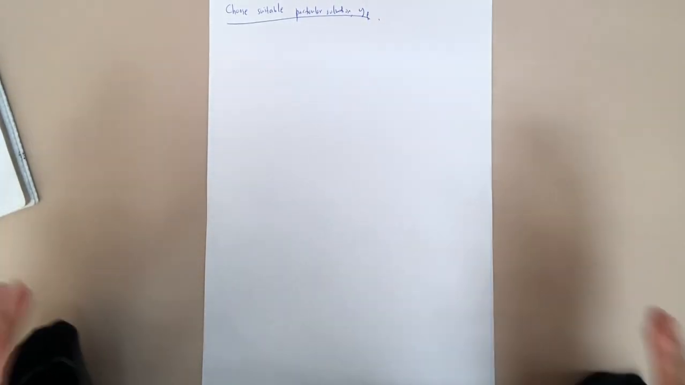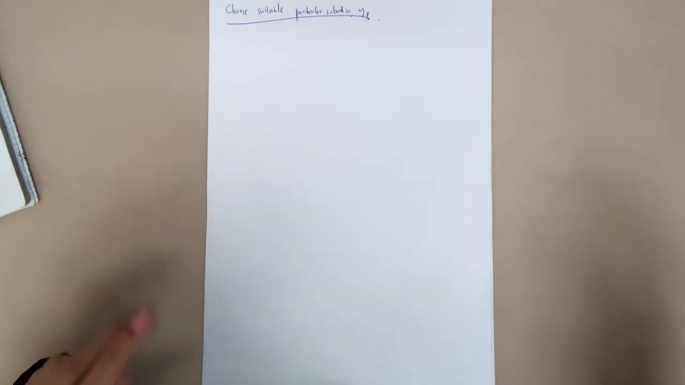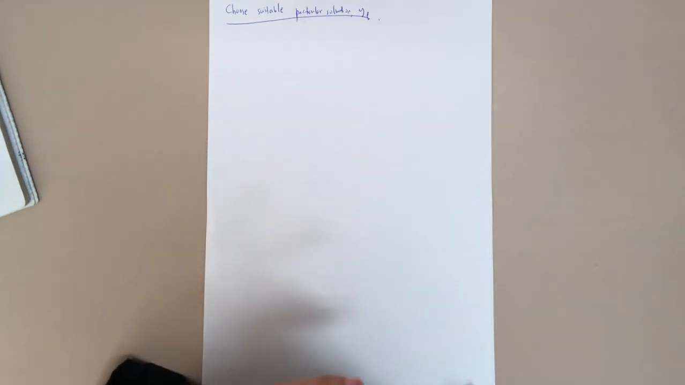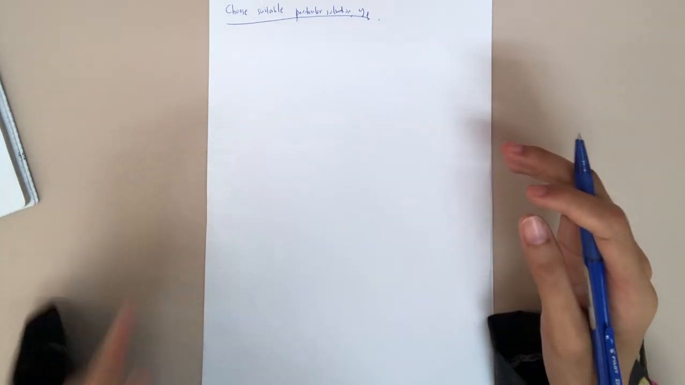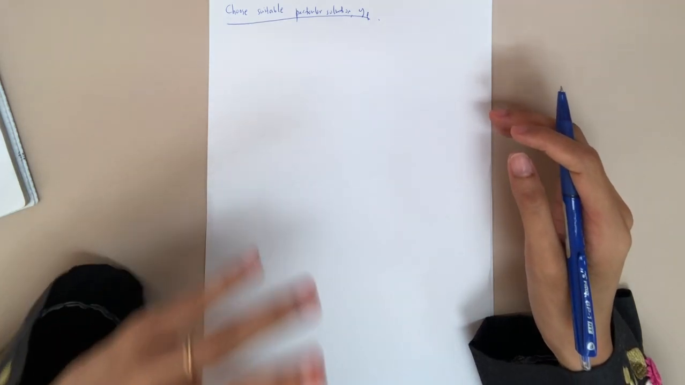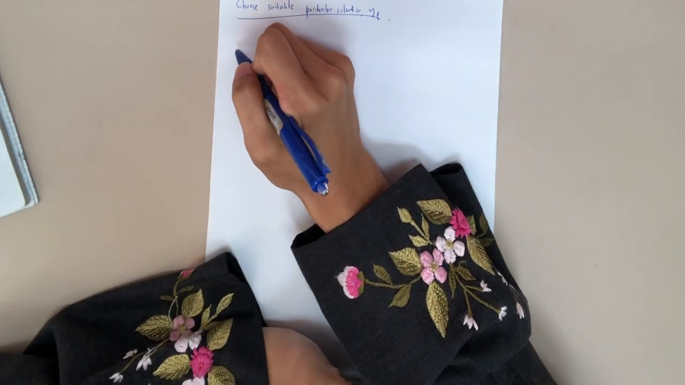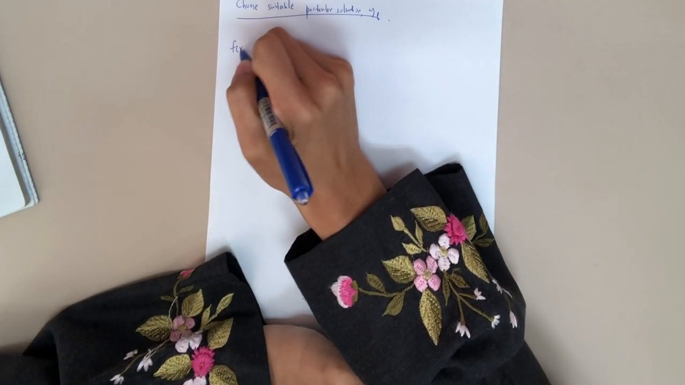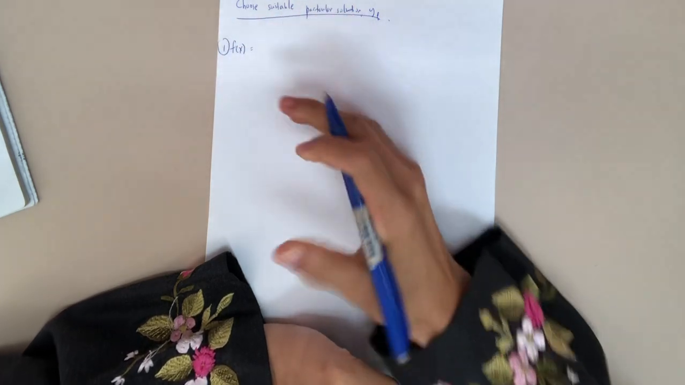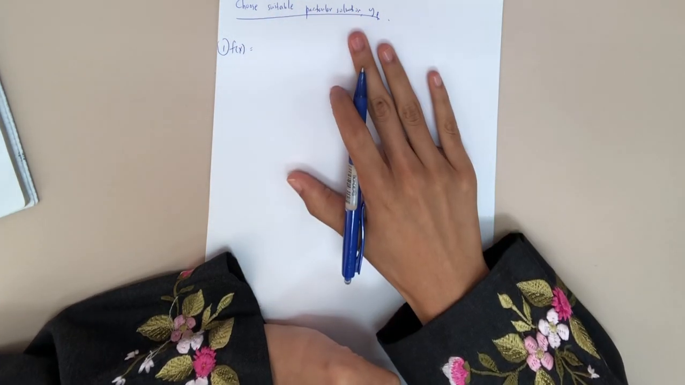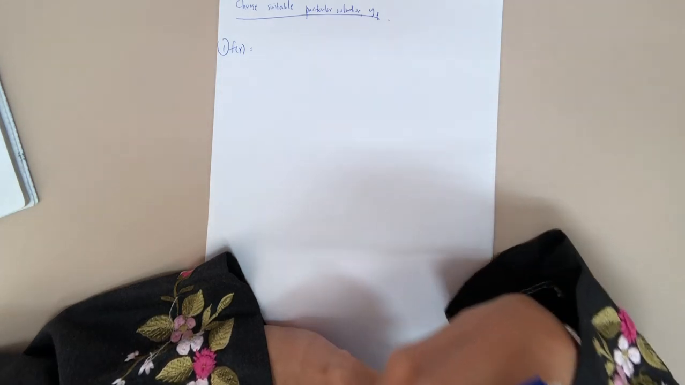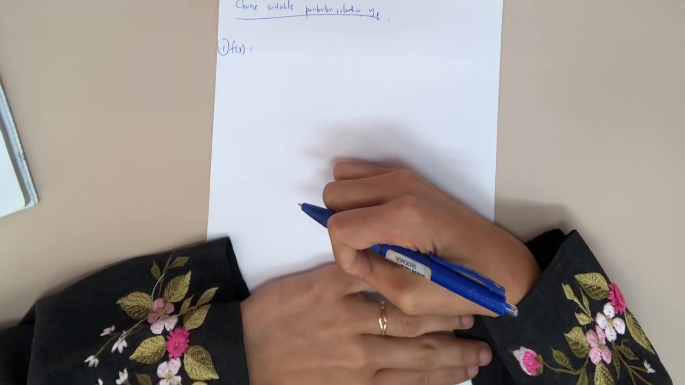Class, so we continue. As I promised, I want to show you how to choose a suitable particular solution, or we call it yp. So we give you an example on how to choose a suitable yp. Let's say I give you a function. I just give you the f(x), because for this video I just want to show how to choose the suitable one.